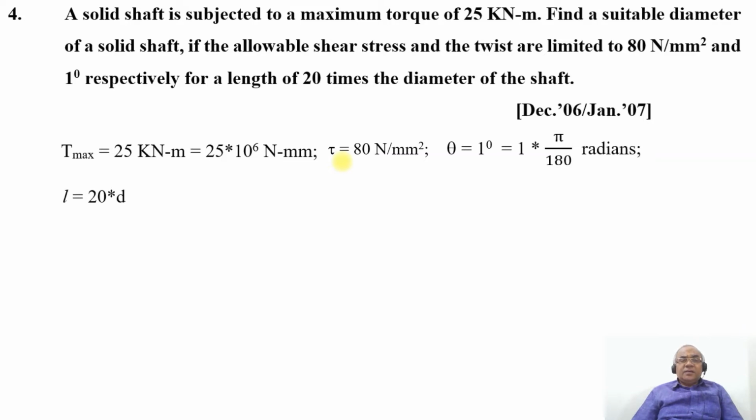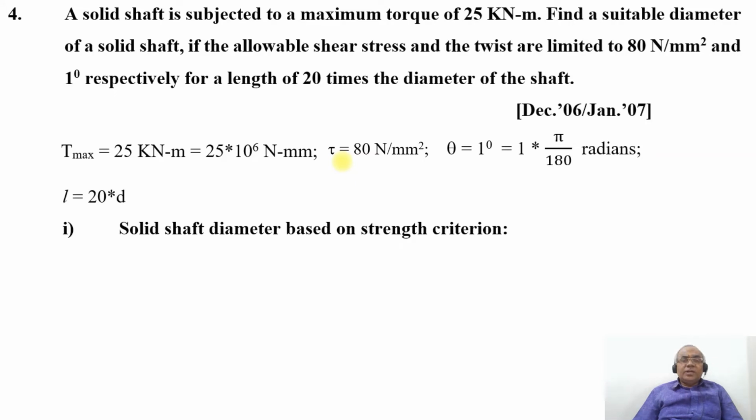Similarly, the length of the shaft has been given as 20 times the diameter. Once you know the diameter, then only you can calculate the length of the shaft. So first we're going to consider the solid shaft diameter based on the strength criterion. What does the strength criterion say? That is T by tau equal to Jp by R. So therefore, torque will be equal to tau into Jp by R.